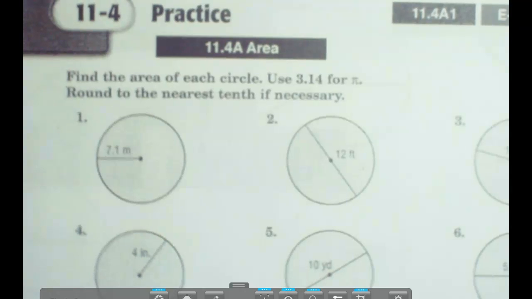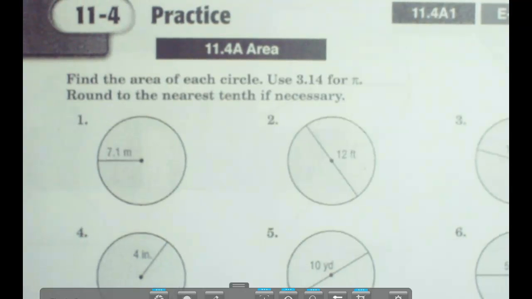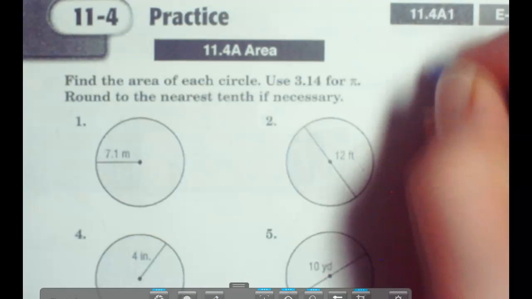Hello, this is a tutorial on 11.4a1. We're going to be finding the area of a circle. We'll start off with the formula.